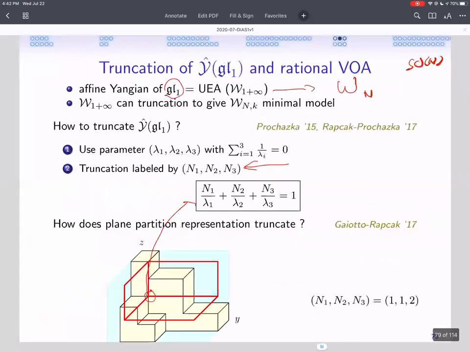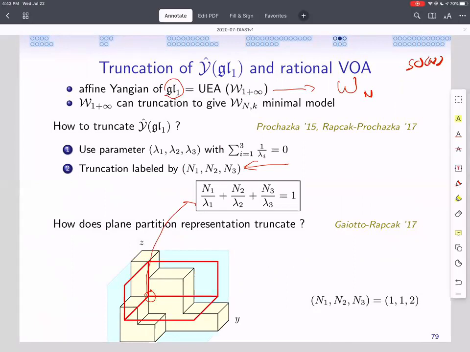So here the starting point is again this. You start from the alpha Yangian GL1. You know that it is related to the UEA of the W1 plus infinity. And we know that starting from W1 plus infinity, you can truncate to a much smaller spectrum. In particular, you can get the WNK minimal model where both N and K are integers. So this will correspond to the truncation of the alpha Yangian GL1 in terms of these three integers.